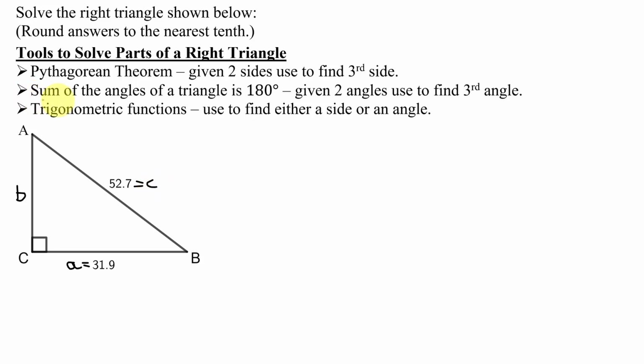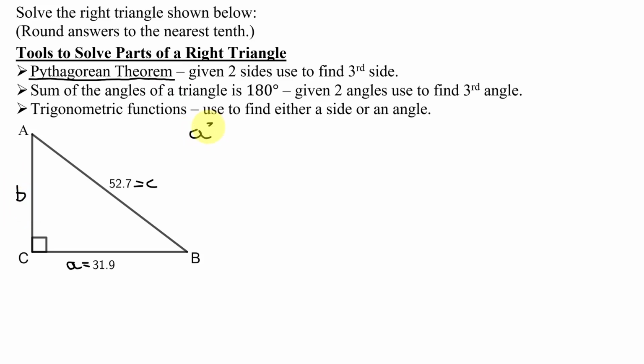Now, can I use the sum of the angles equals 180? No, because I only know the value of angle C, which is 90 degrees. To use this, I need to know two angles. Can I use the Pythagorean theorem? Was I given two sides? Yes, I know side A and side C. So the first thing I'm going to use is the Pythagorean theorem to find my missing side B.